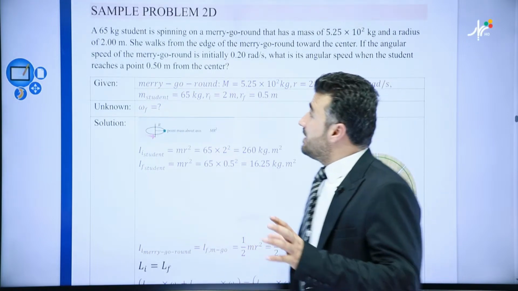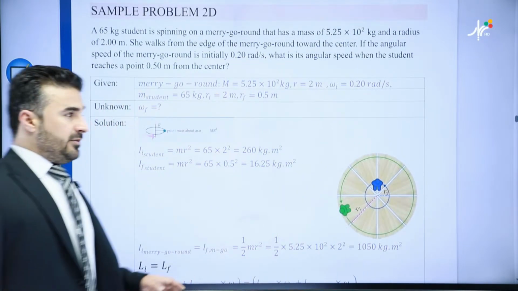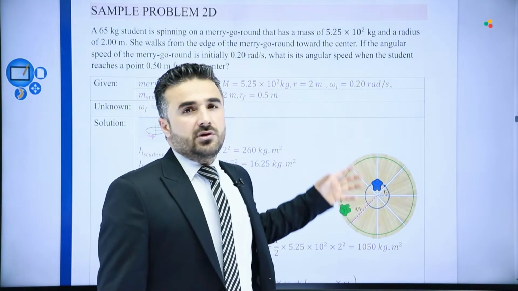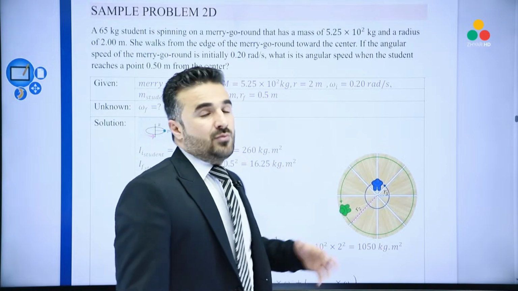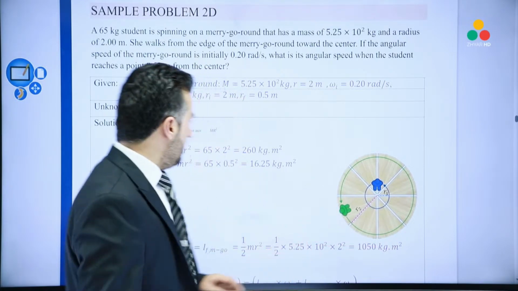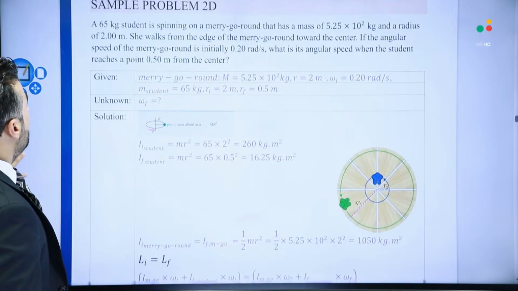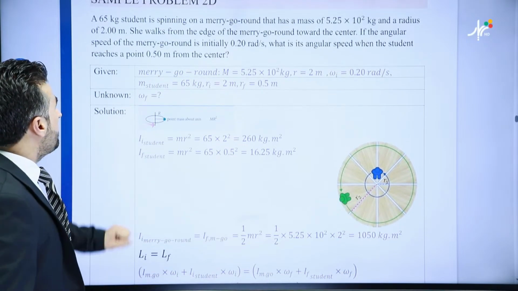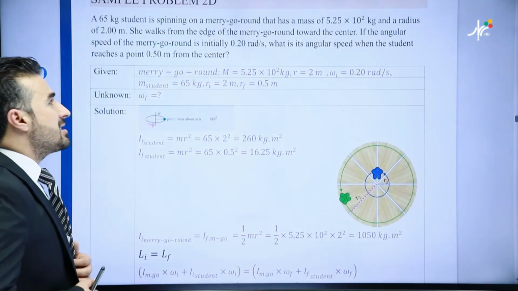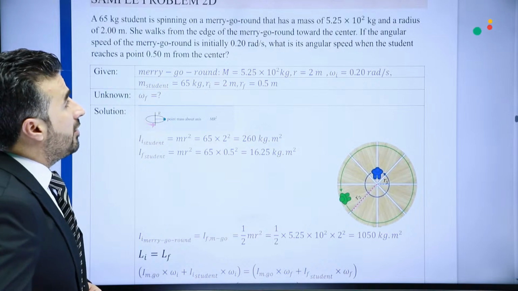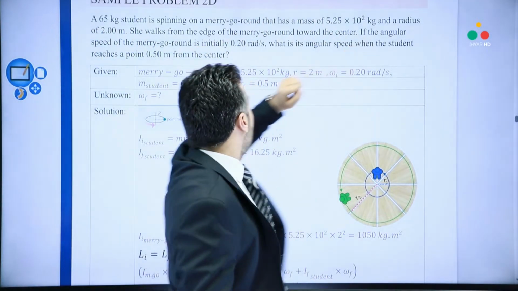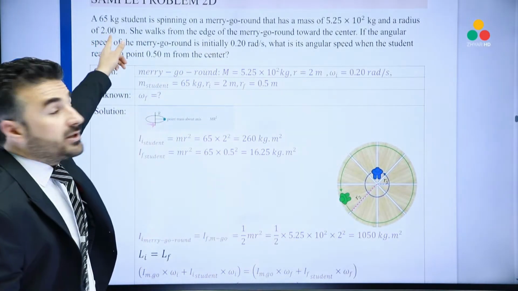Now, take a look at this sample problem. It is very important for you to pay close attention, because understanding one example would save you a lot of time, and I can tell you that most of the other questions would be very similar to this. So let's see how well you can get this. We have a 65 kilogram student who is spinning on a merry-go-round that has a mass of 5.25 times 10 to the power 2 kilograms. So we have the mass of the student and the mass of the merry-go-round. What is the radius of the merry-go-round? It is 2 meters, as you can see here.